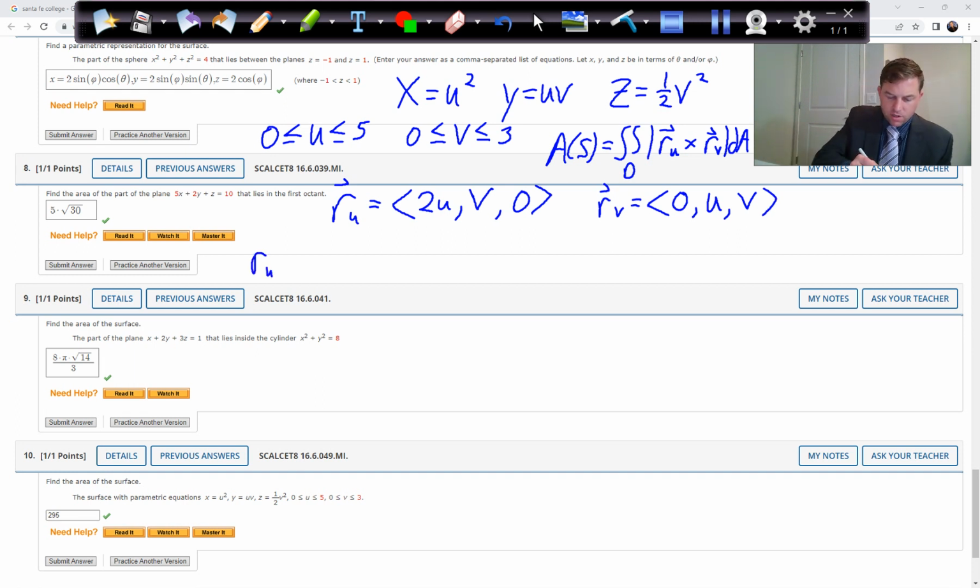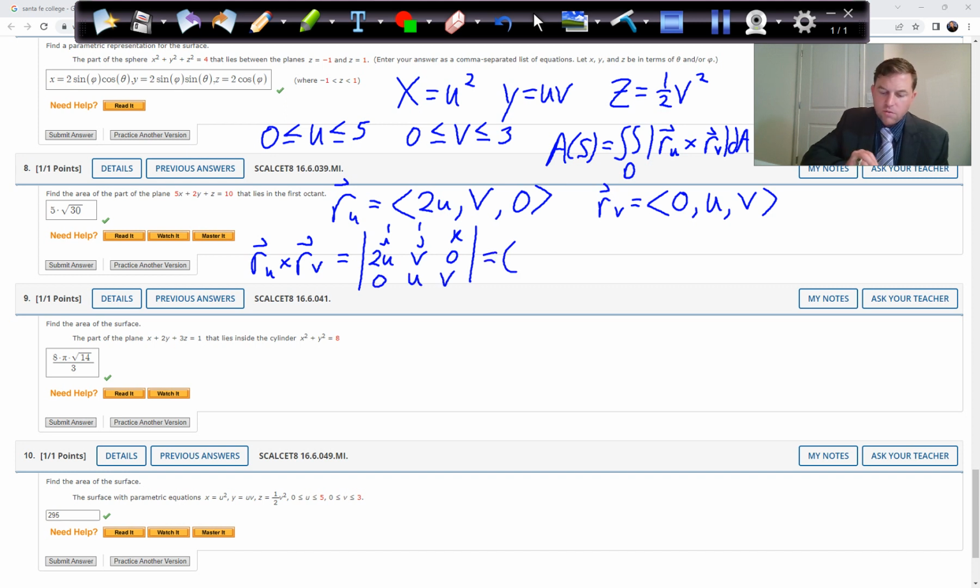But now we have to cross product these. This is a good cross product review. It's going to be i, j, k. First the RU vector, 2u, v, 0. Then the RV vector, 0, u, v. This is going to equal, you cover up the i row and column, and you're left with a 2 by 2 determinant of the bottom right four things. So you take v times v, v squared, minus 0 times u, which is 0, in front of i. Then cross product says plus, minus, plus.